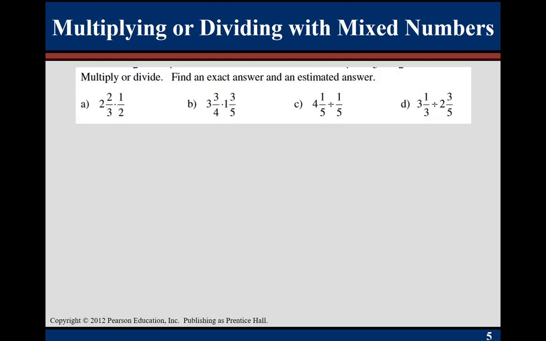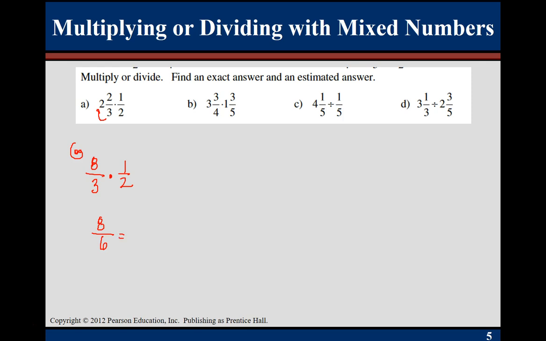Let's look at a few more. For letter A, I would need to change 2 and 2/3 to an improper fraction. 3 times 2 is 6, plus 2 more is 8. 8 is my new numerator. Keep the same denominator. Now I can multiply by the 1/2.